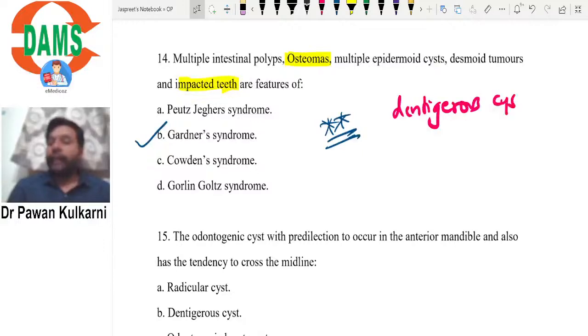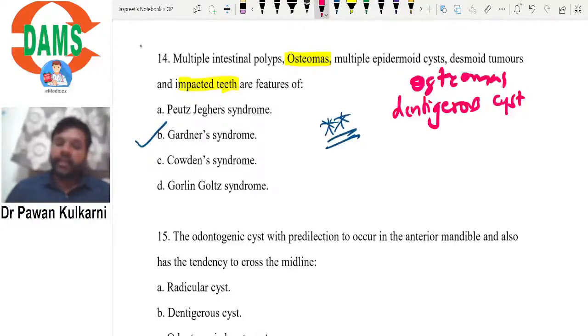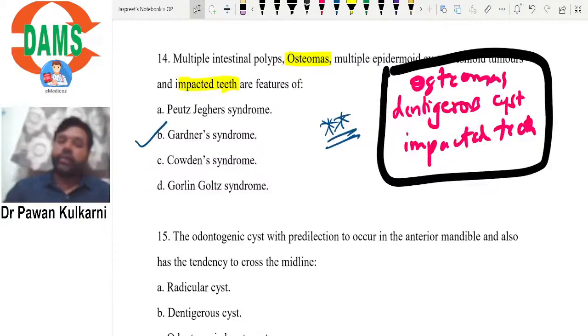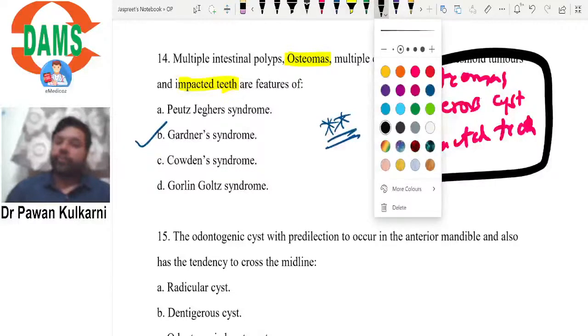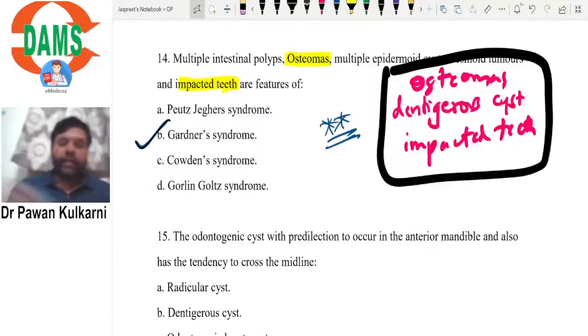So three important multiples that you see in the oral cavity: multiple osteomas, multiple dentigerous cysts, multiple impacted teeth. All these three are characteristic of Gardner syndrome. Forget about the epidermoid cyst and desmoid tumor. What you have to remember in the oral cavity: multiple osteomas, multiple impacted teeth, multiple dentigerous cysts.